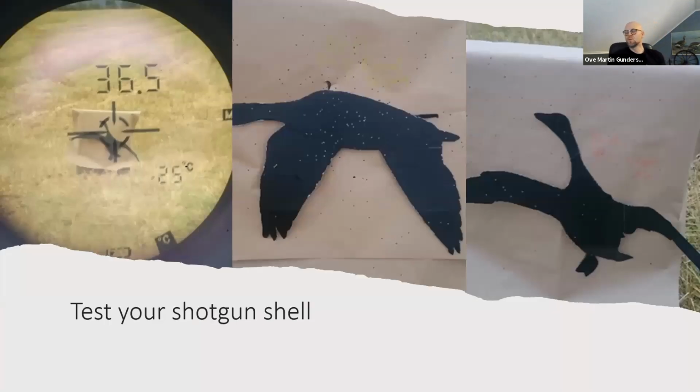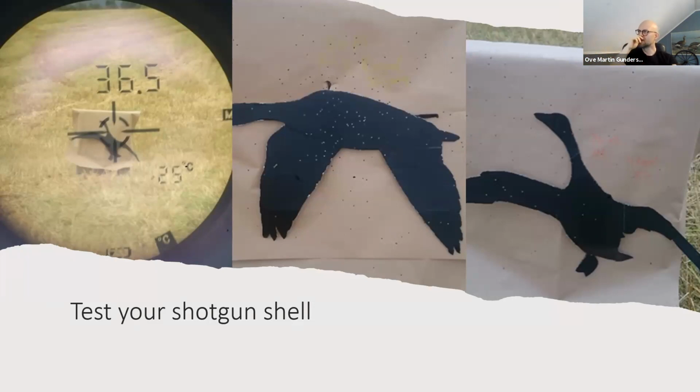So before you go out hunting, you should actually test your shotgun shots. Most hunters don't. I will probably say that they don't, because if you own 2 shotguns and you use the same shotgun shell, the same pellet size inside them, the spread will be different in them. And you have differences of chokes and everything. I'm not going to talk about that.